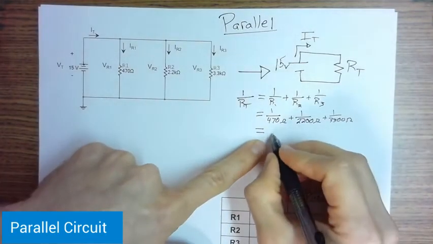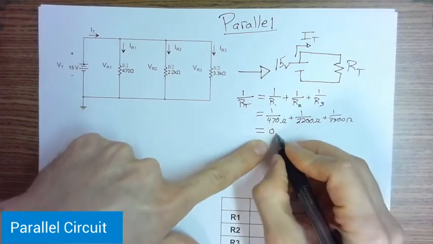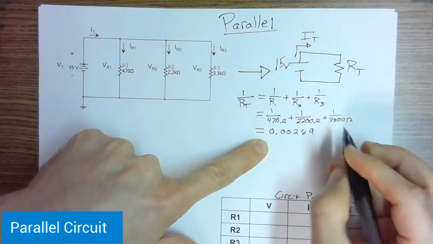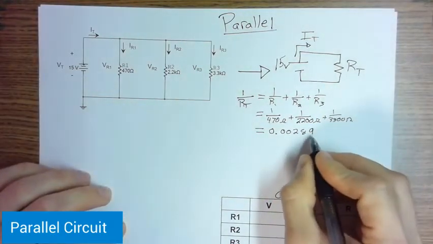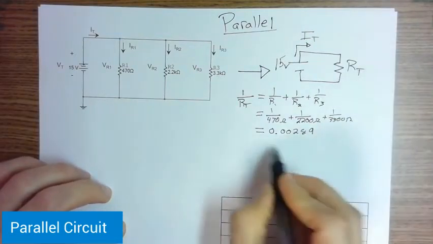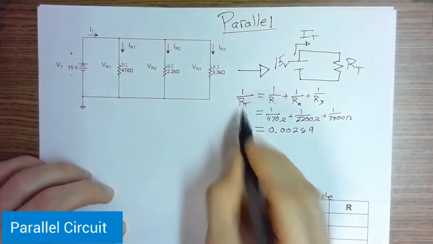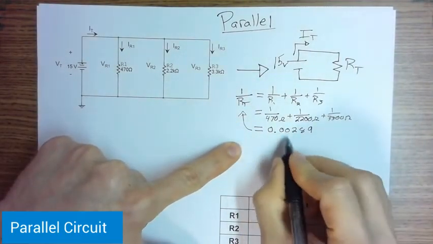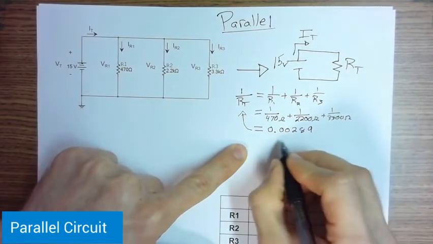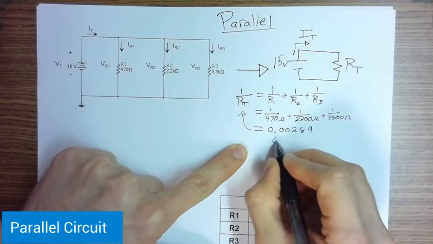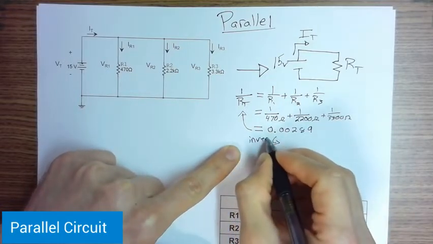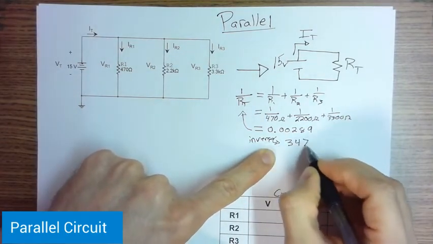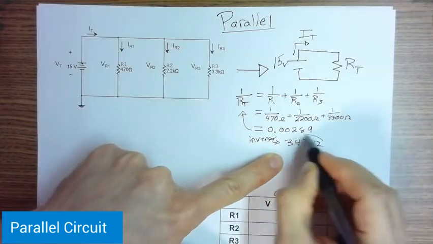Now, when you get to this step, if you calculate this, just as is, you will get 0.00289. And you might think, wow, the resistance really did go down. But remember that that is not the total resistance. What did we just solve for? We just solved for 1 over the total resistance. So we have to take the inverse of that. So 1 divided by that number, let's say, take the inverse, and we get 347 ohms. That is your total resistance.